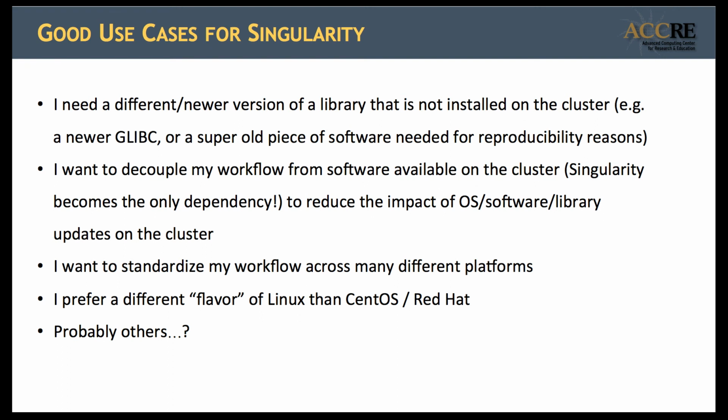Another big reason would be that you want to standardize your workflow across lots of different platforms. If you're running on a supercomputer at a national lab, but you also run stuff on your lab computer, and you also run on the ACCRE cluster, they all have different operating systems and different versions of libraries. It's a huge headache and hassle to manage all that. It would be much easier if you just had a single image where you package it up and you can deploy that anywhere Singularity is installed.